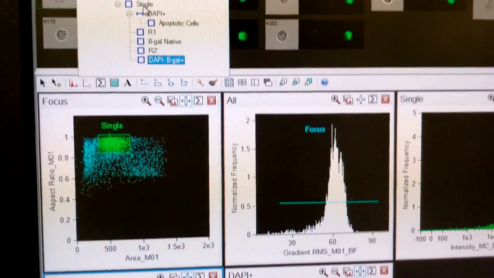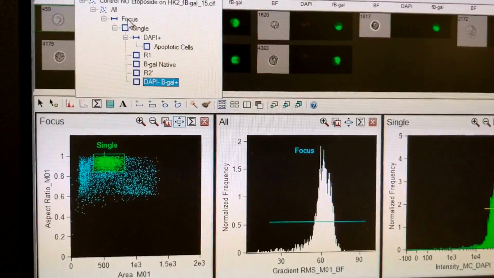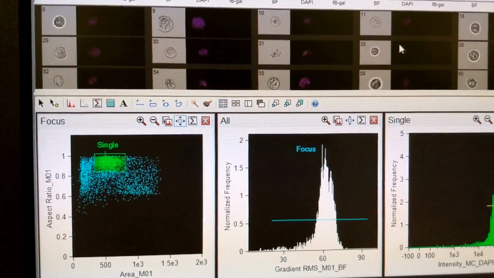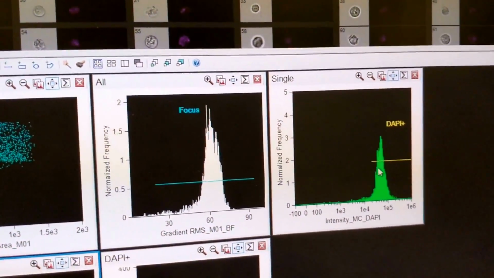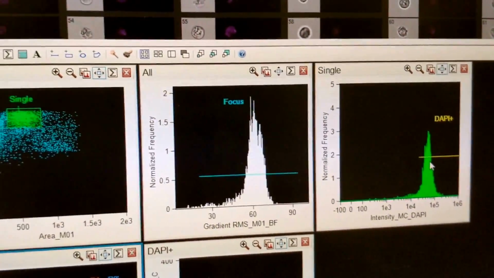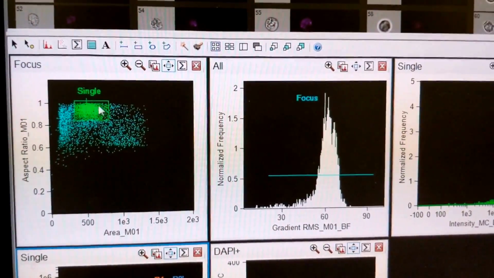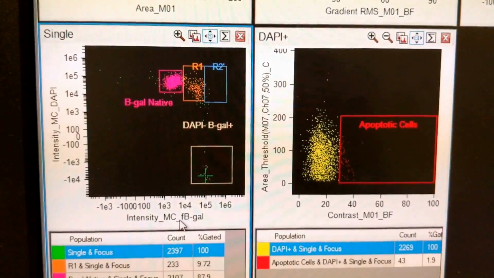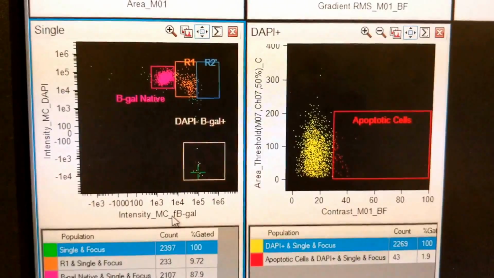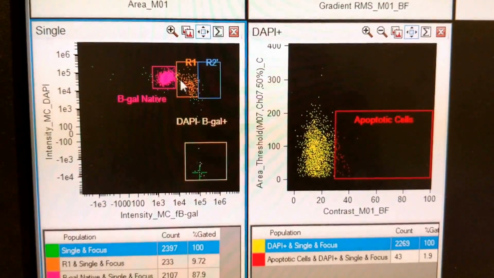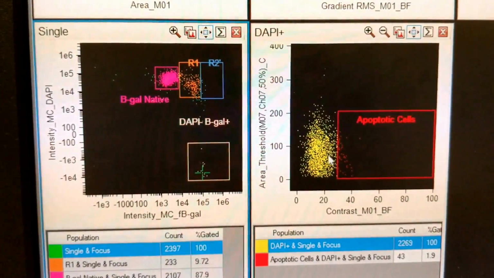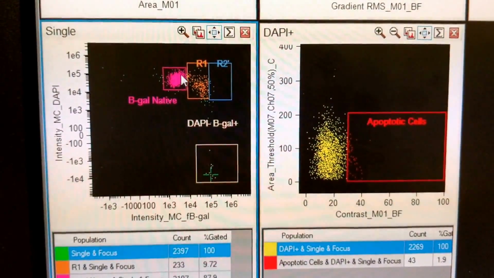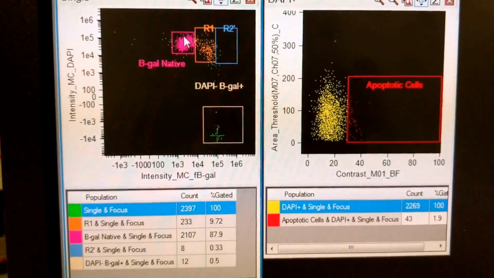So as you can see, all cells focus, and then I go to single cells, and then I see lots of single cells, and then I take this cluster and gate it on DAPI versus fluorescent beta gal. Ignore this part of it for now, but let's focus on this part. Let's focus on what we see here.